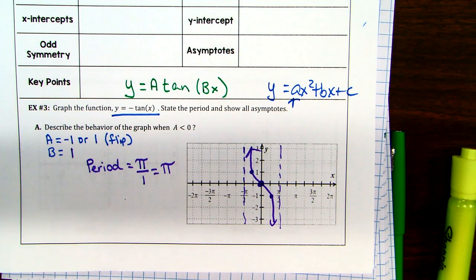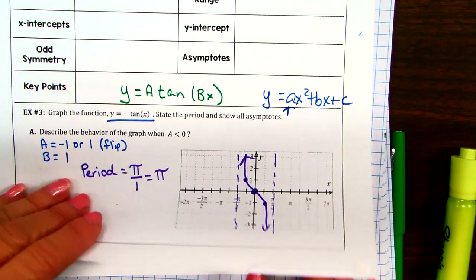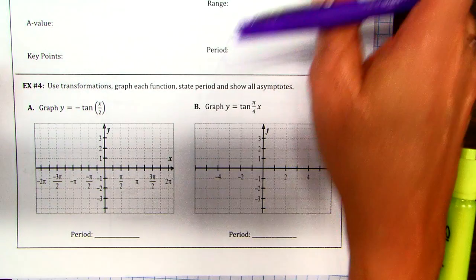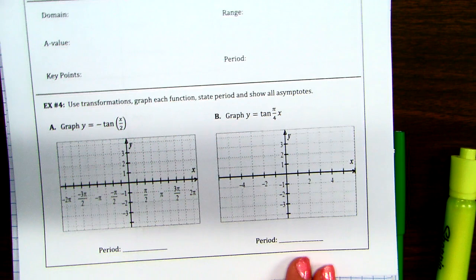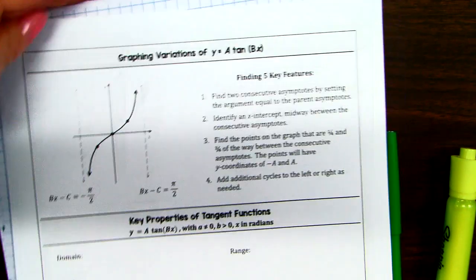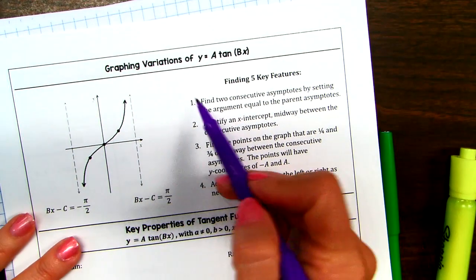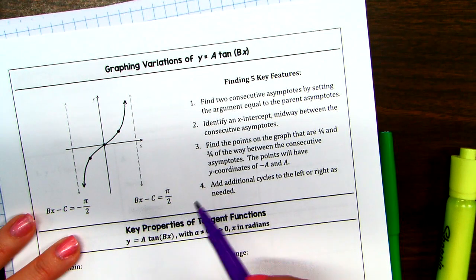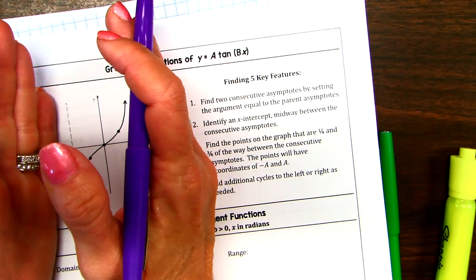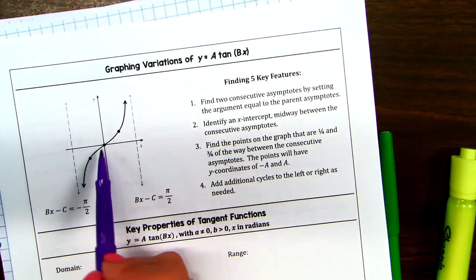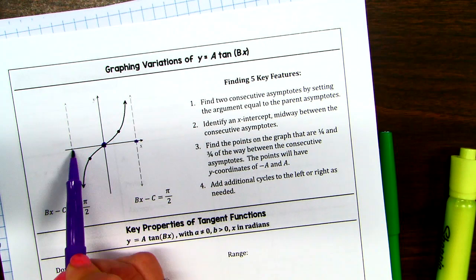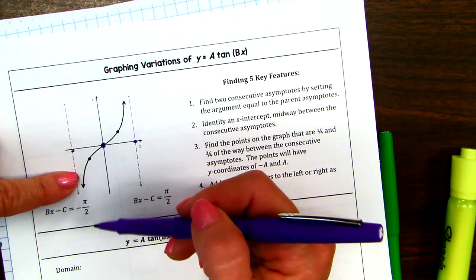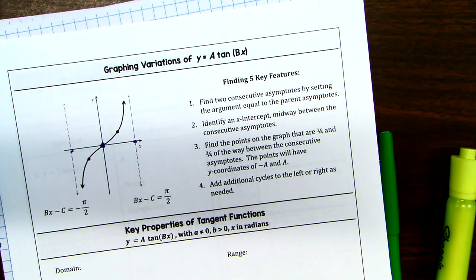Now, let me introduce B to you. When there's a B value that's not 1, it's going to change how wide or narrow we are horizontally. Okay? So just real quick, I'm not going to go through all of this, but this is just breaking down what the 5 points are, which we already did. You've got your two asymptotes, an x-intercept in the middle, and then you split this difference to get your up or your down. Okay, so just remember that behavior.